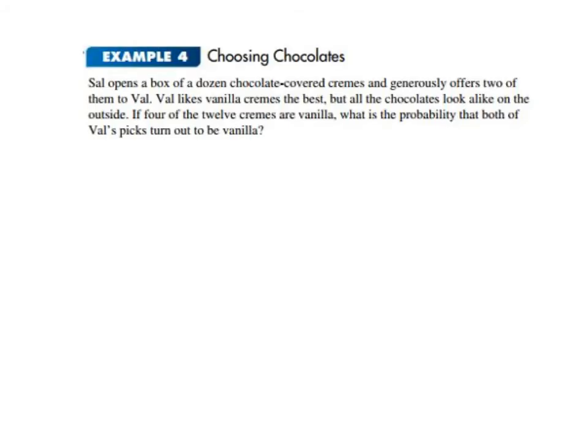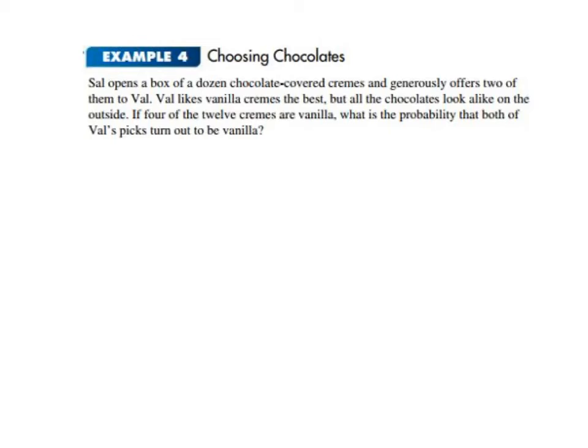1/17. Remember Sal and Val and the chocolates from the previous video? Previously, we calculated the probability of Val picking two of the four vanillas out of a total of 12 chocolates by dividing the number of ways you can choose two of four vanillas, or 4 choose 2, by the total number of ways you can choose two of 12 chocolates. 4 choose 2 over 12 choose 2 simplified to 1/11.